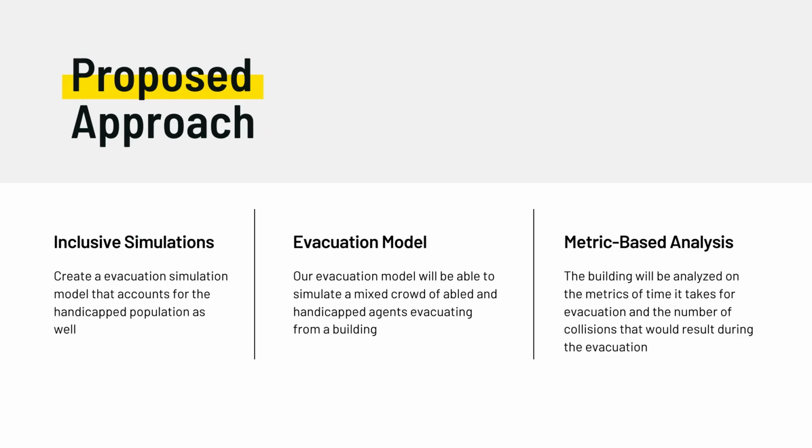So basically our proposed approach is to create an evacuation simulation model that accounts for the handicapped population as well. Our model will be able to simulate a mixed crowd of both able-bodied and handicapped agents evacuating from a building, and then the building would be analyzed on metrics of the time it takes for evacuation and the number of collisions that would result during the evacuation, and we would test this across many different floor plans in order to analyze these different floor plans.